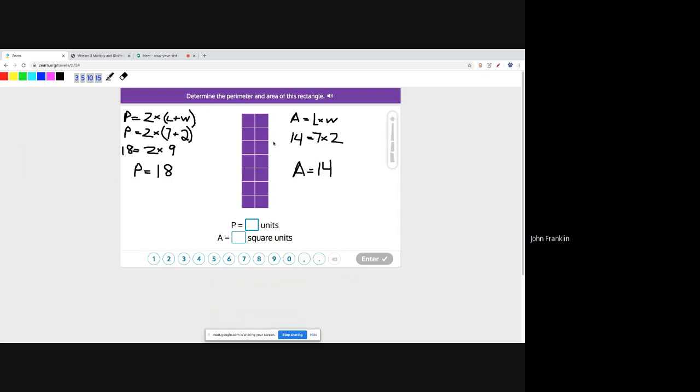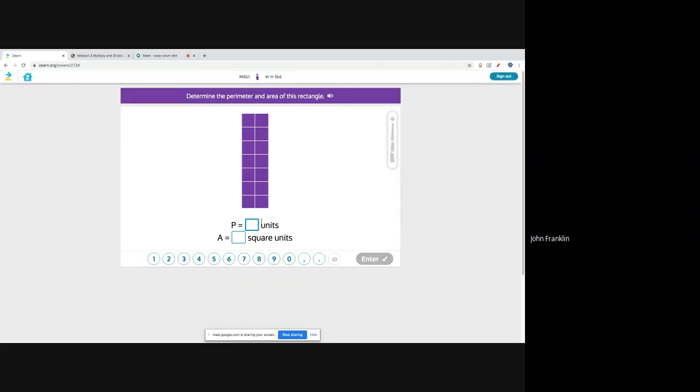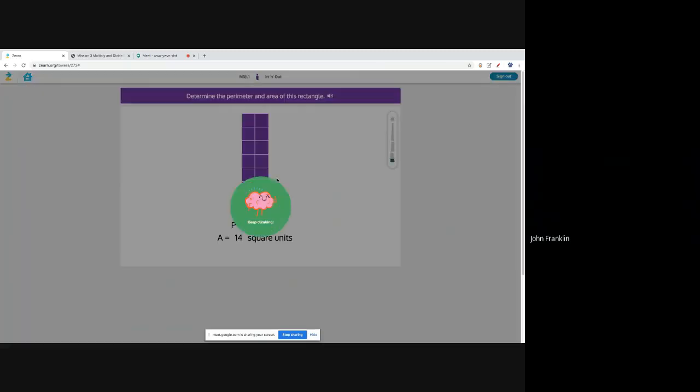Okay, let's see if we're correct. So we'll erase it all, turn off our web writer, and we said for perimeter we had 18, and for area we had 14. Great job, correct on both. Keep climbing, let's go.